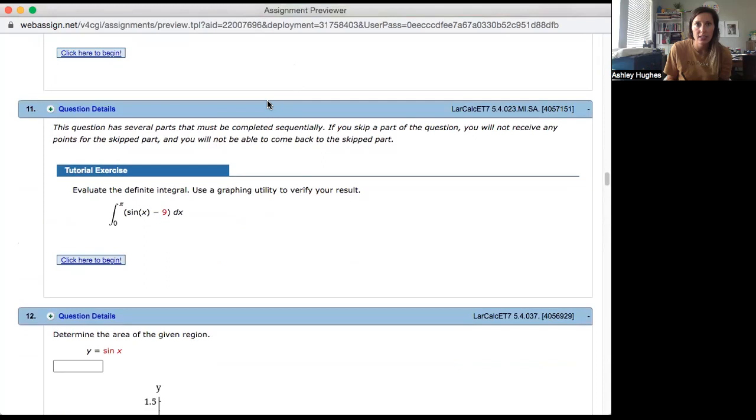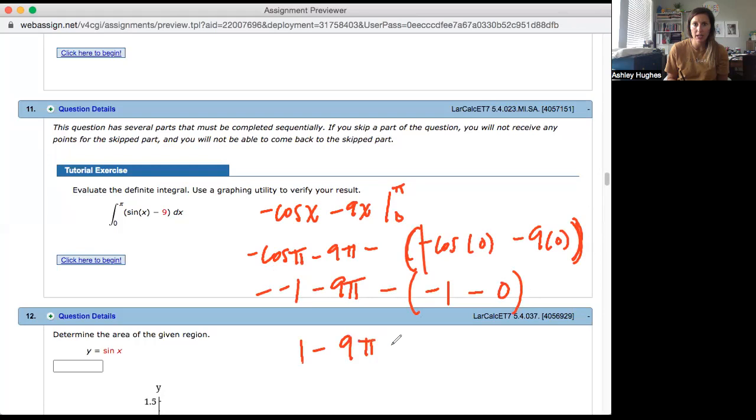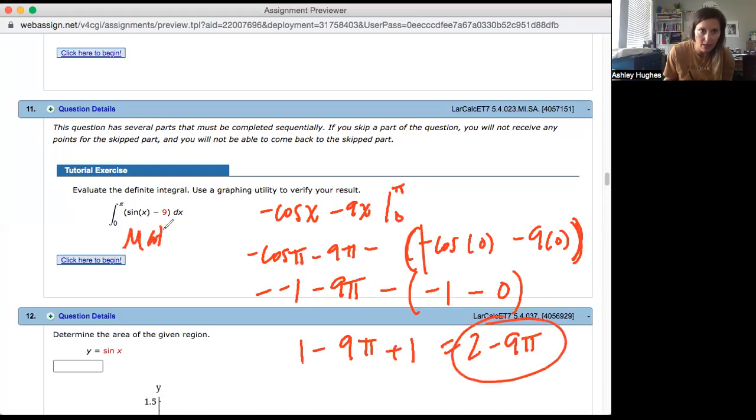Integral of sine is negative cosine. 9 is 9x. 0 to pi, so negative cosine pi minus 9 pi minus negative cosine 0 minus 9 times 0. Make sure you put parentheses when you plug in the second one. So -1 minus 9 pi minus -1 minus 0. So I get +1 minus 9 pi plus 1. So 2 minus 9 pi. And you can put this in Math 9 to verify your results.